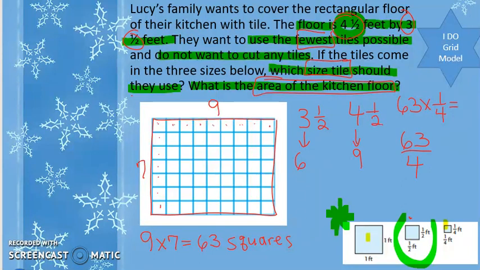And then we're going to have to determine how many times 4 goes into 63. You can either do trial and error off to the side. I know that 4 goes into 63 15 times. That will make 60 with 3 out of 4 parts left over. So the area of the floor written as a mixed number is 15 3/4 square feet. I can write square feet like that.